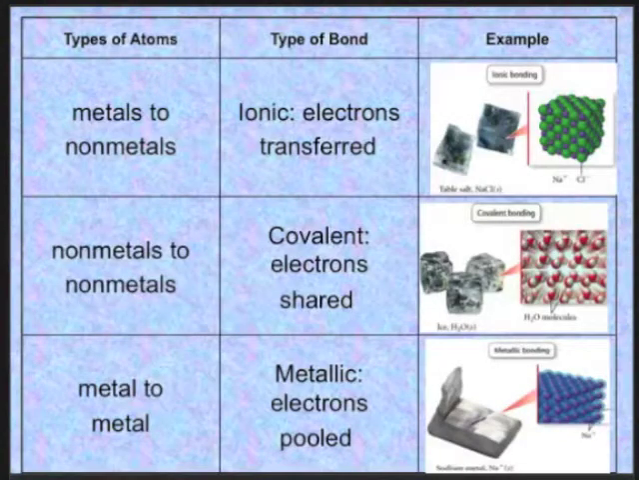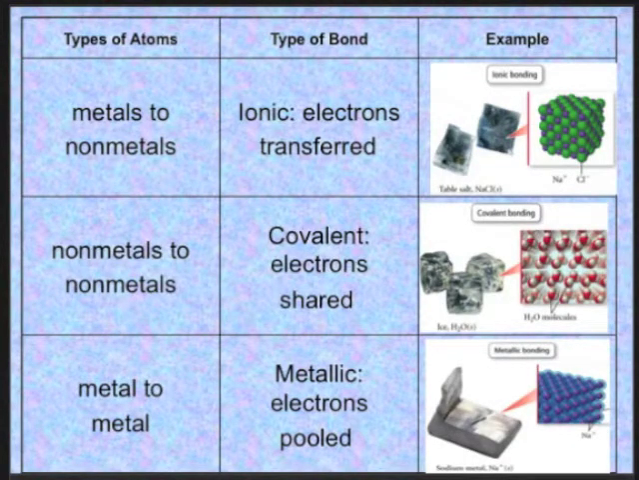So we're going to look at three kinds of bonding in this unit. We're going to look at ionic bonds, which occur between metals and nonmetals, where electrons are transferred from the metals to the nonmetals. We're going to look at covalent bonds, which are bonds between nonmetal atoms, where electrons are shared. And we're going to look at metallic bonds between metal atoms, where electrons are pooled.